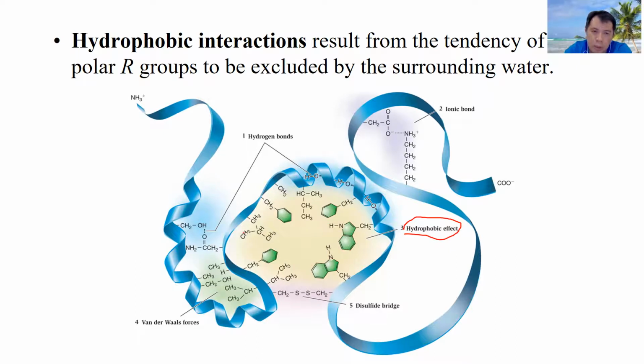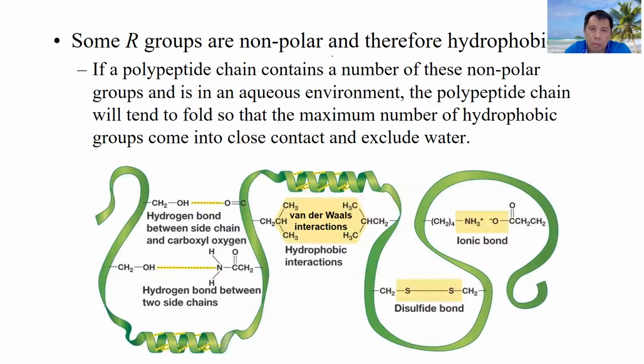So they are given this structure, this shape. This is known as hydrophobic interactions. Some R groups are non-polar and therefore hydrophobic. If a polypeptide chain contains a number of these non-polar groups and is in an aqueous environment, the polypeptide chain will tend to fold so that the maximum number of hydrophobic groups come into close contact and exclude water. So the water is outside here.